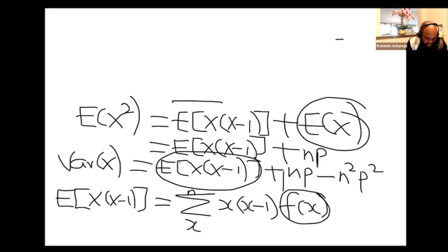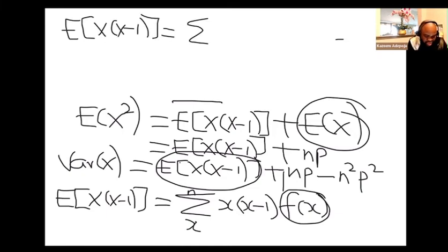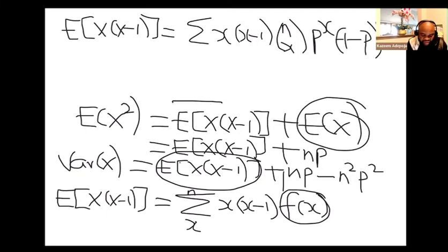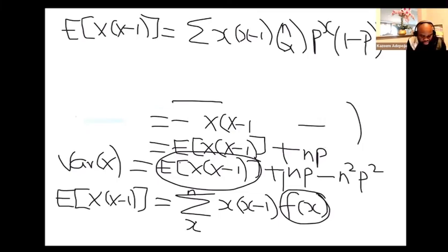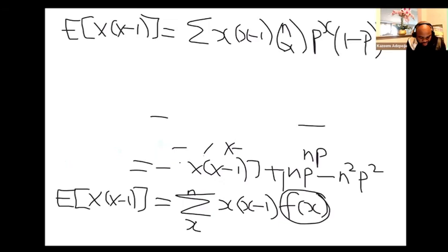So the expected value of x into x minus 1 is basically going to be summation x into x minus 1 and combination n choose x, p raised to power x, 1 minus p raised to power n minus x. I just wanted to take note of that now. So that is basically what I'm going to have. I'm still going to keep this one here so that you know where we are going.